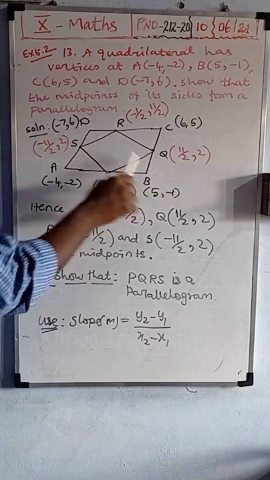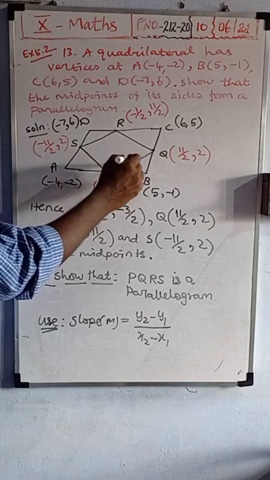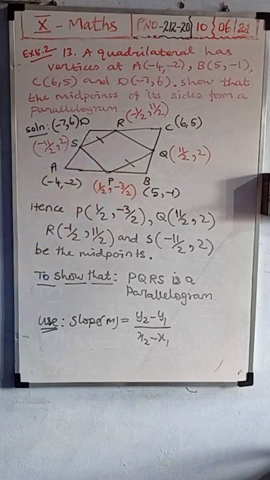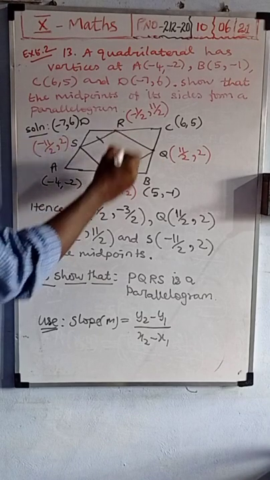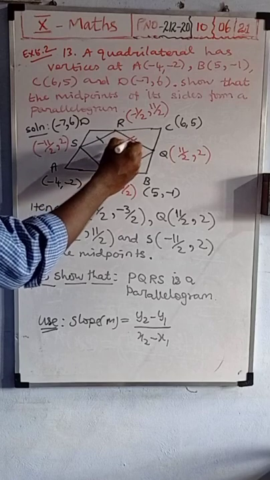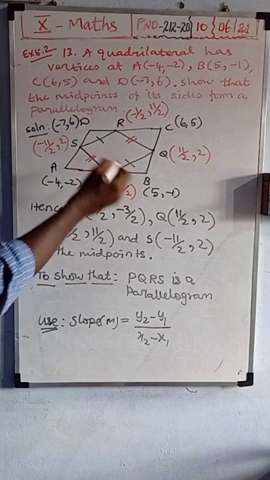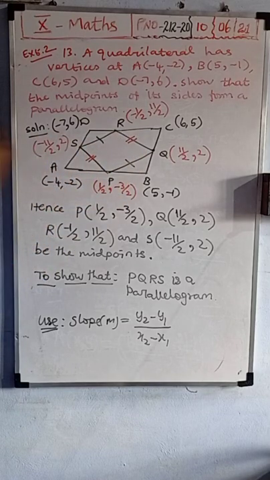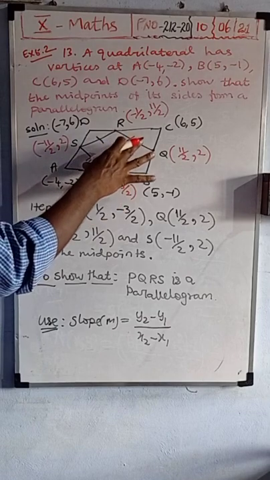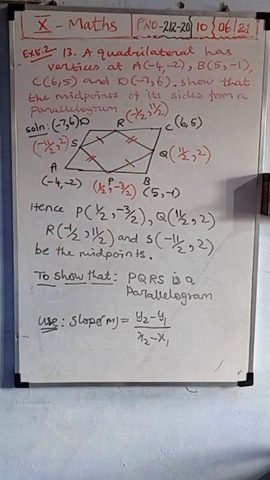However, for PQRS, you should find that these two slopes come out equal, so these two lines are parallel. Next, we want to find QR and PS. Finding these two slopes, they come out equal, so these two lines are parallel. When opposite sides are parallel, it is called a parallelogram.